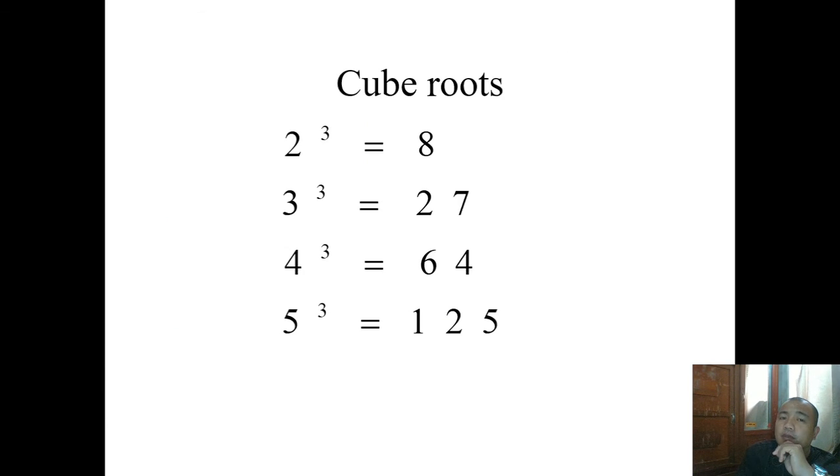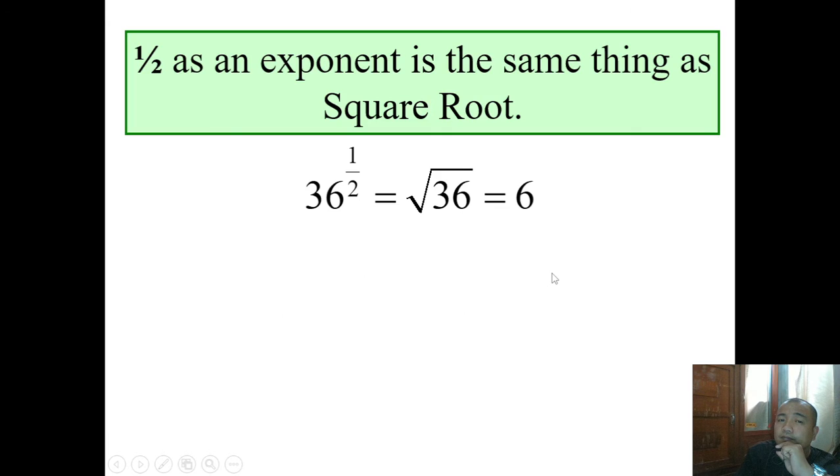Of course. So about these cube roots, what is 2 cubed? 8. What is 3 cubed? 27. What is 4 cubed? 64. What is 5 cubed? 125. So therefore, the cube root of 8 is 2. The cube root of 27 is 3. The cube root of 64 is 4. And the cube root of 125 is 5.